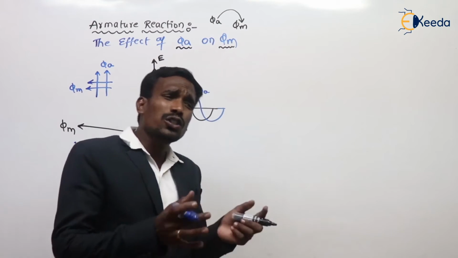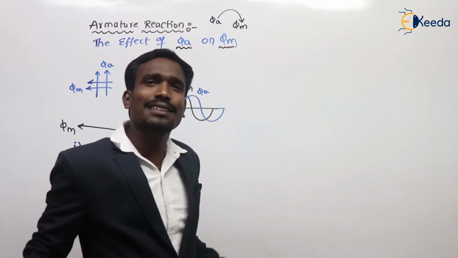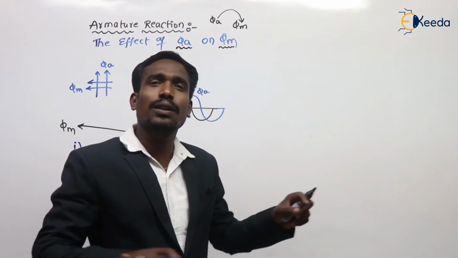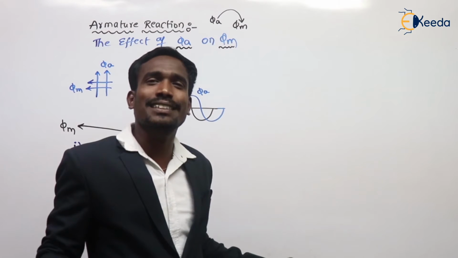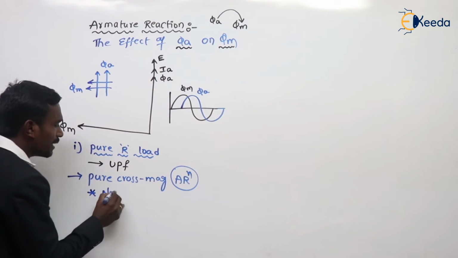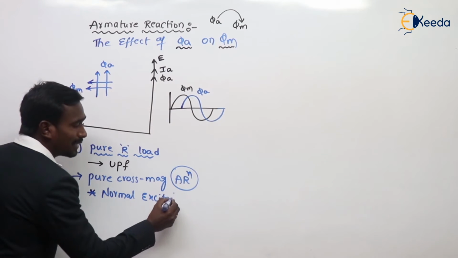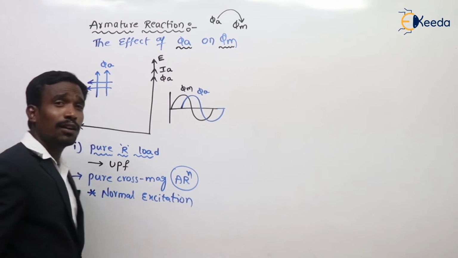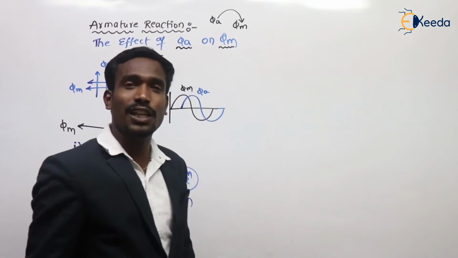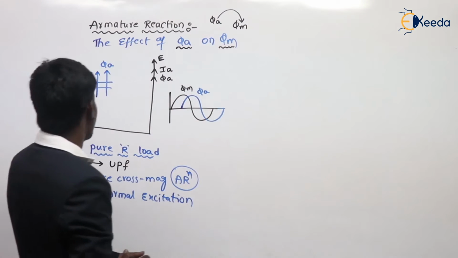There is no change in flux. There is no increment in flux, no decrement in flux. The flux is constant, hence the voltage is also constant. Hence the load voltage is also constant. There is no change in excitation. There is no change in voltage. That's why this is called normal excitation. Normal excitation will take place at what load? At unity power factor load, at pure resistive load, at pure cross magnetization, you will get the normal excitation process. Very good, sir. This is case 1.